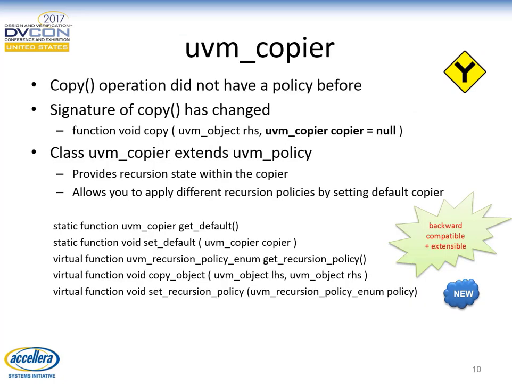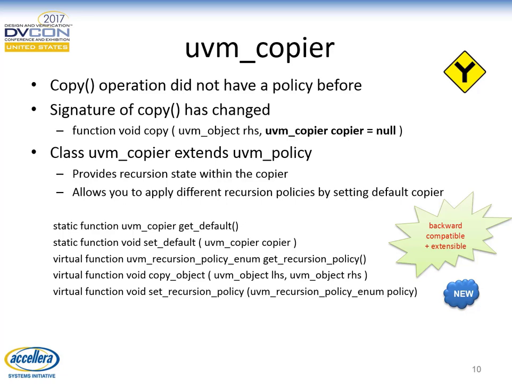Okay, let's go to copy. Copy has gotten a little more interesting than it should be. We've been doing copying from day one. Copy did not have a concept of a policy before. It was one standalone class sitting there by itself. So the signature of copy has changed. It now has an additional default argument. Your existing code should compile.